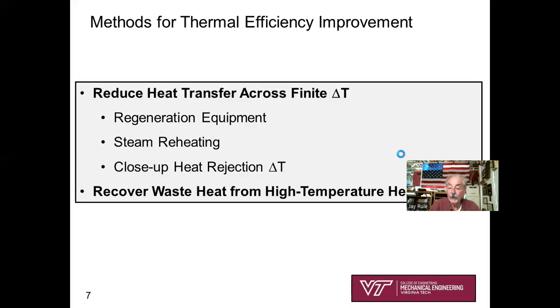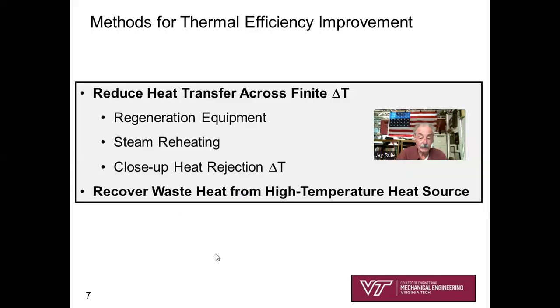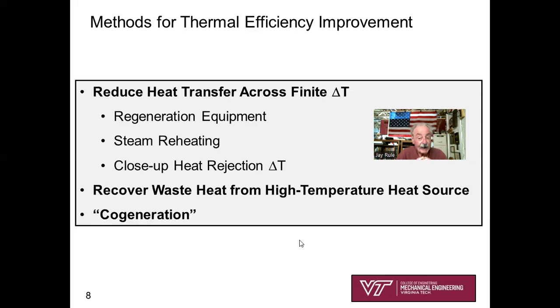The next one is recovering waste heat from a high temperature heat source. In other words, in many cases, we have very high temperature exhaust gas leaving the exhaust stack. And as engineers, we try our best to recover heat that we can recover from that heat source. So that is another way. And what we typically do with that is we heat the feed water with that waste heat. Another really powerful way, an innovative way to improve our thermal efficiency is what's called cogeneration. And I'm going to try to give you a little idea of what that buzzword is about and how it relates to Virginia Tech.